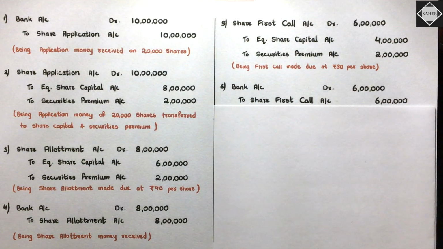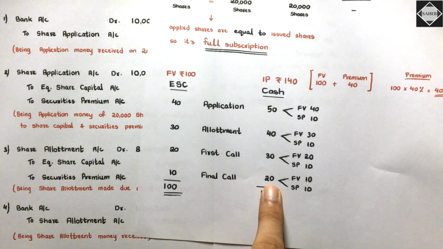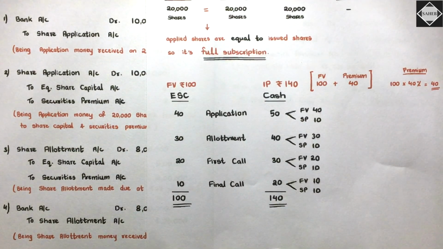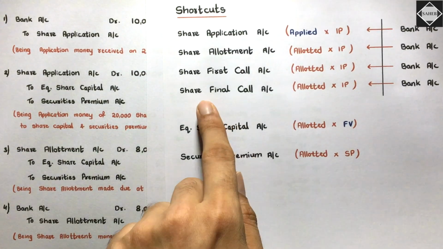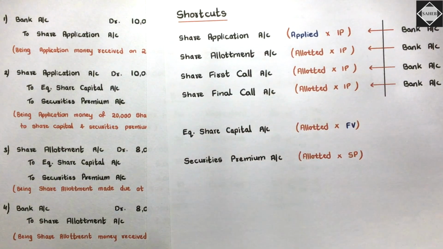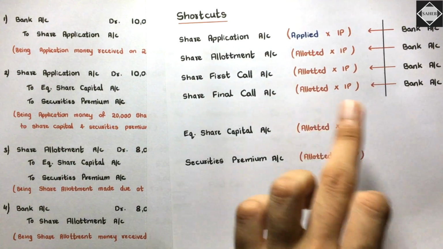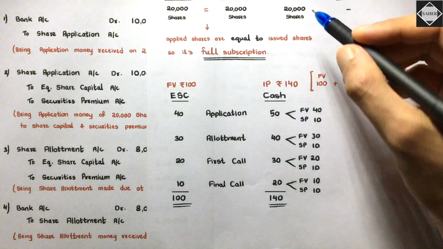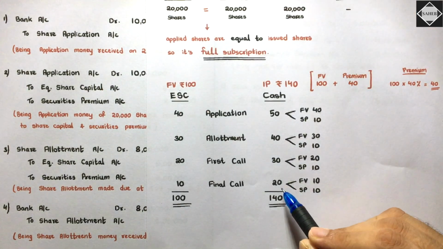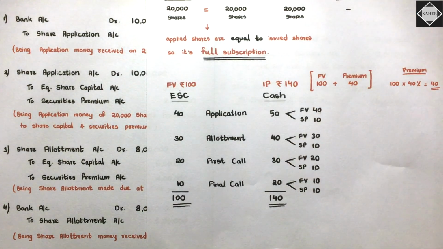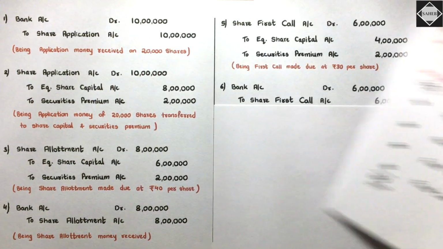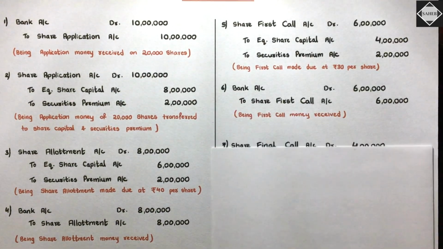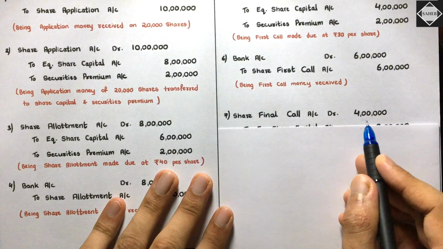Then we have second and final call. See here, second and final call, how much? Second and final call 20 rupees. So how do you do this? It's really simple. The same shortcut you have to use. Share final call, allotted into final call's part of IP. So 20,000 shares into 20 you have to do. That's equal to 4 lakh. So debit the share final call. Share final call account debit 4 lakh.